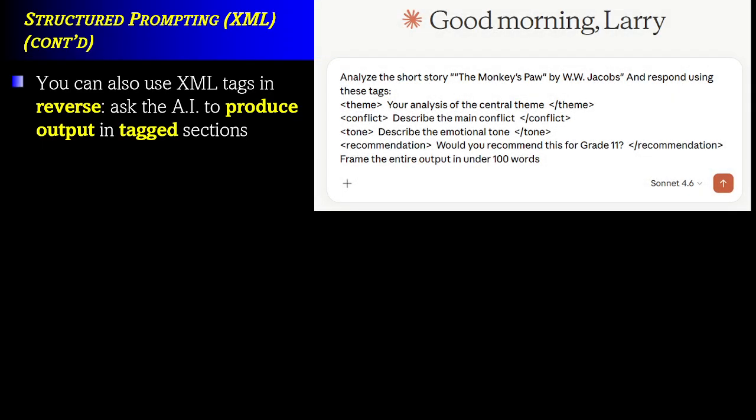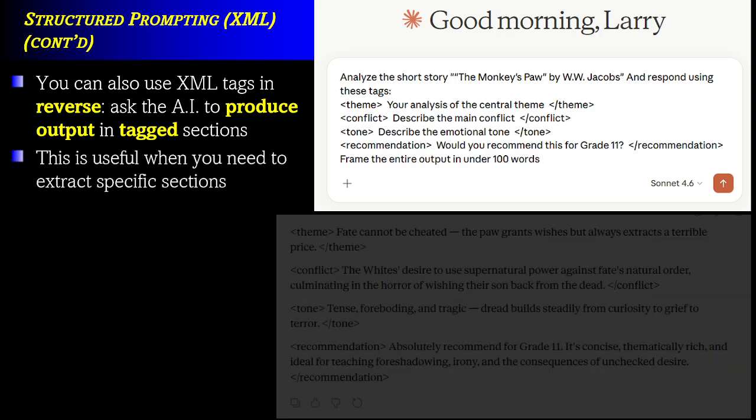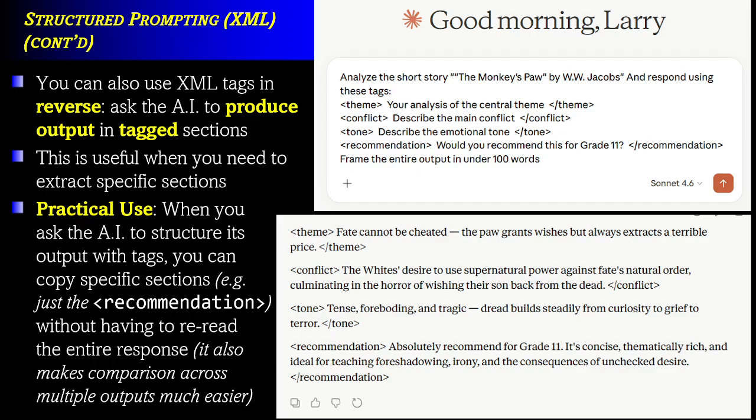You can use XML tags in reverse as well. We can ask the AI to produce output in XML tag sections. This is useful when you need specifically extracted sections. From a practical standpoint, when you ask the AI to structure its output with tags, you can copy specific sections, for example, just a recommendation tag section, without having to reread the entire response. It also makes comparison across multiple outputs much, much easier.